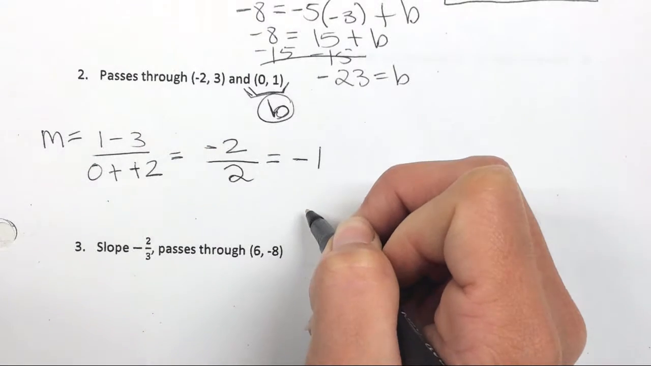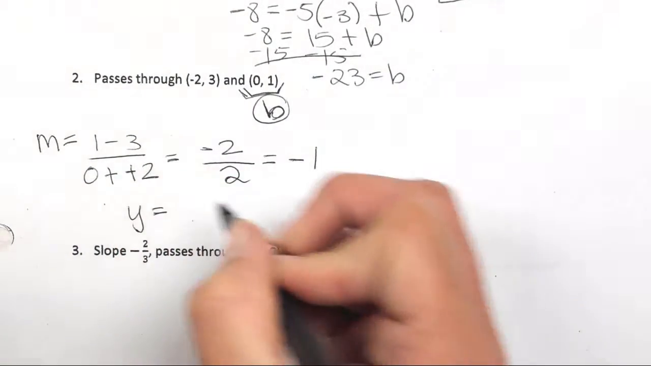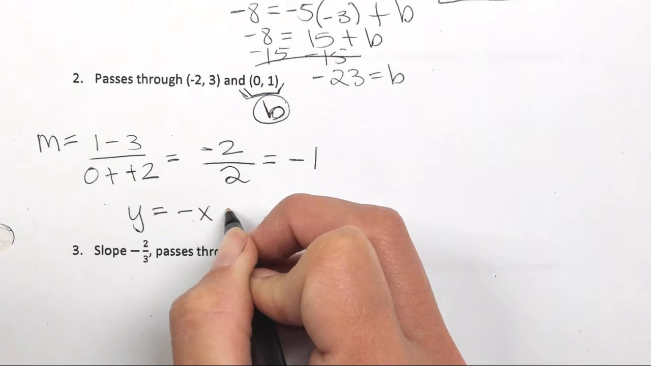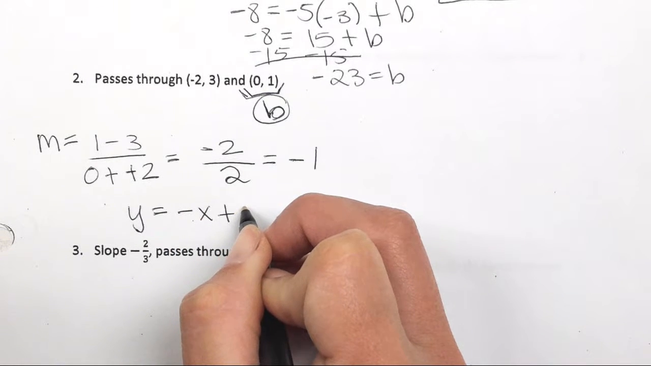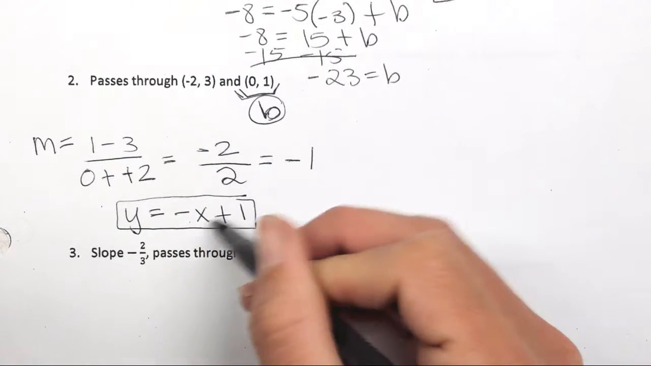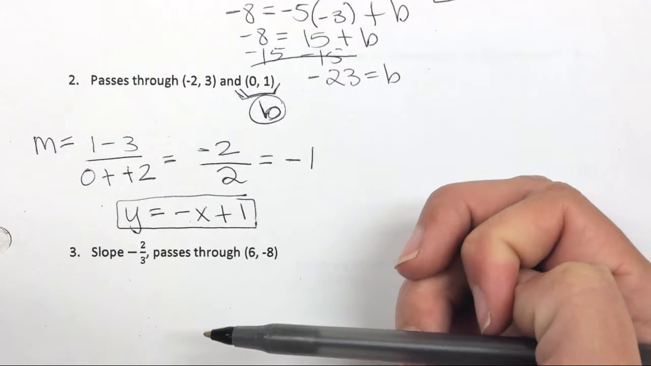negative 1. Very good. So my equation will be y equals negative 1x, or just negative x, plus b, plus 1. Very good. The m came from right here, what we just calculated. The b came from the original problem, what they gave us.